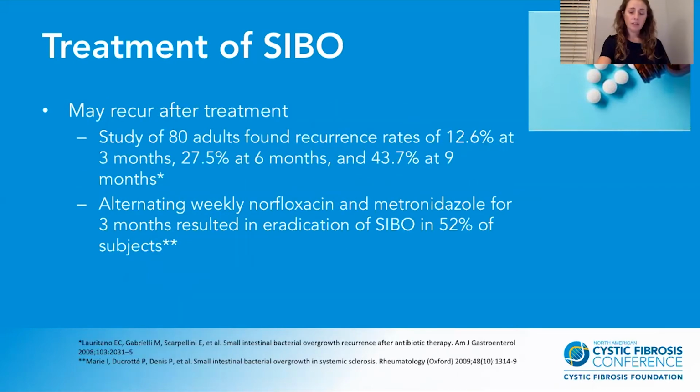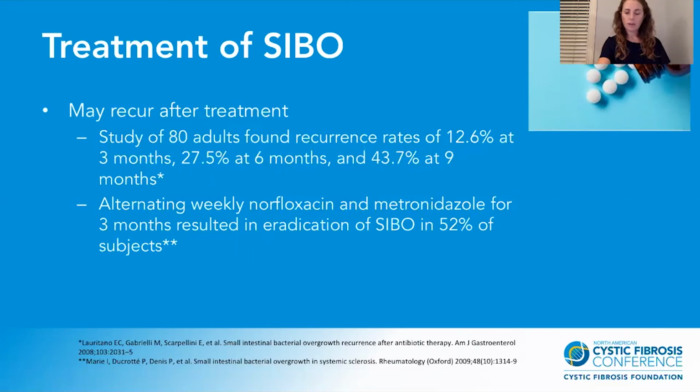It is likely that a single course of antibiotics will not eradicate SIBO, so it is common practice to retreat with another course of antibiotics, although this practice is based on anecdotal evidence and expert opinion. One published non-CF study assessed the frequency of SIBO recurrence in 80 adults following a course of antibiotic therapy and found recurrence rates of 12.6% at 3 months and up to 43.7% at 9 months.